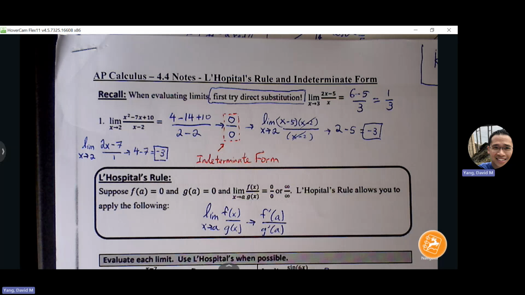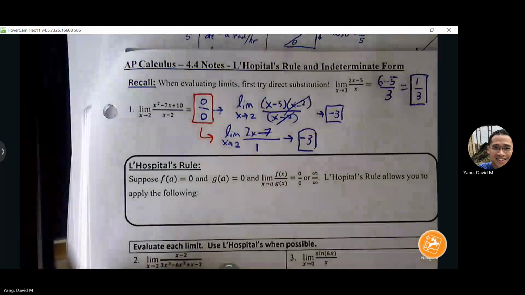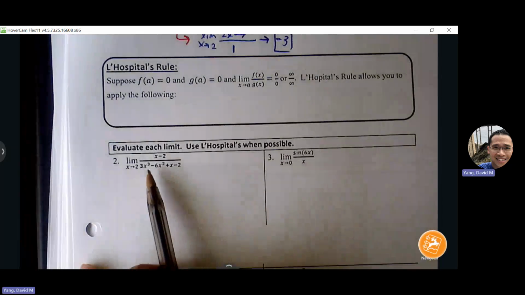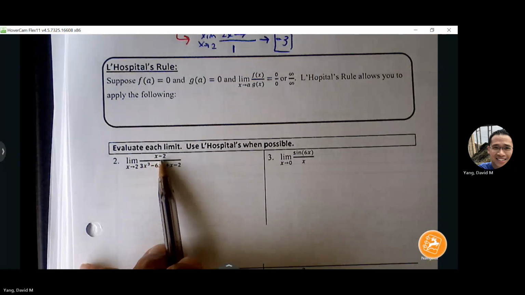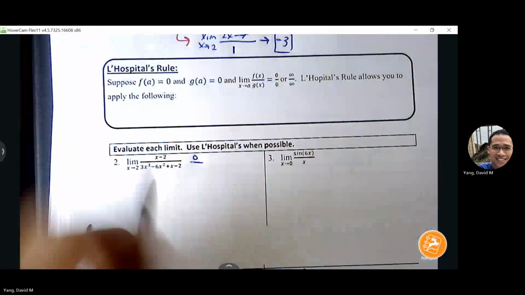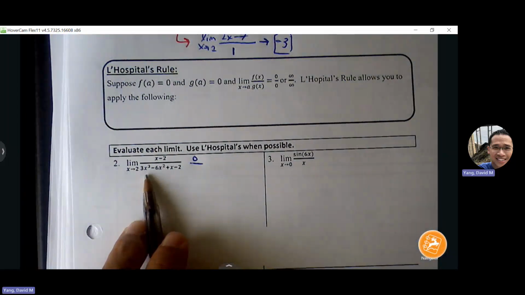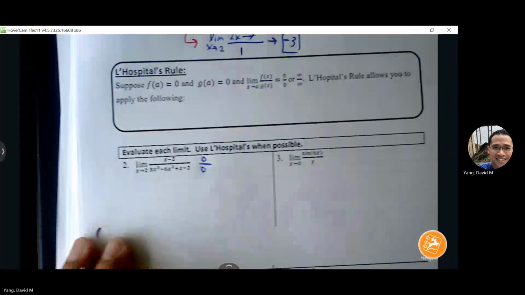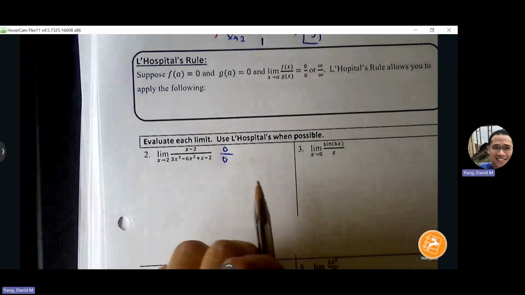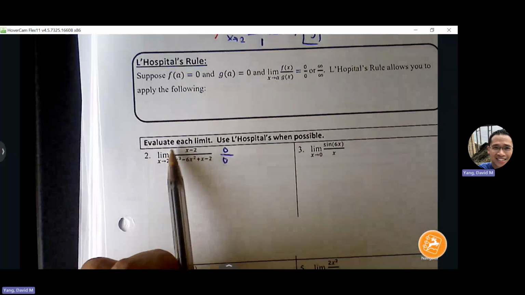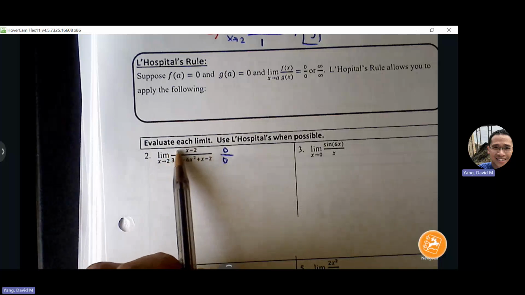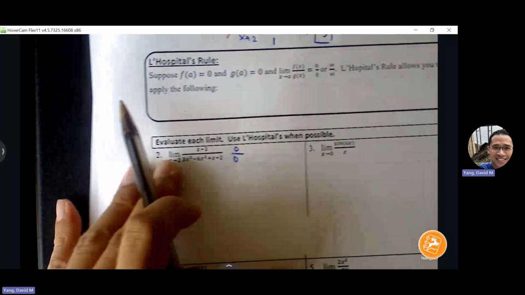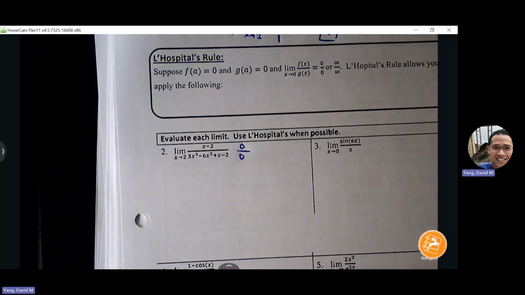Okay, so let's try example 2. First things first, direct substitution. I get 2 minus 2 is 0, and 24 minus 24 plus 2 minus 2, which is 0. So L'Hopital's rule is really useful when we don't have algebraic methods to clean up and find that hole. Right? And that's also going to be our preference. If we ever see 0 over 0, typically our first option is, hey, can we just do L'Hopital's rule? Because usually that's faster.